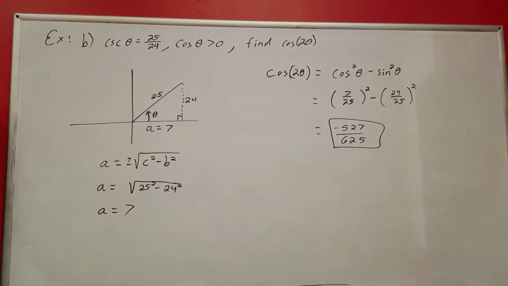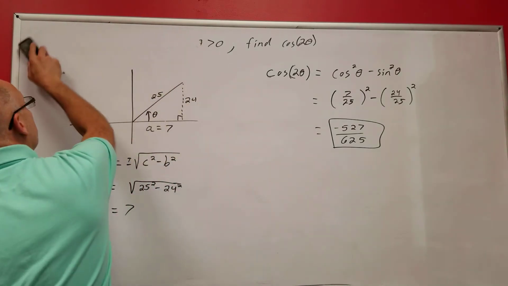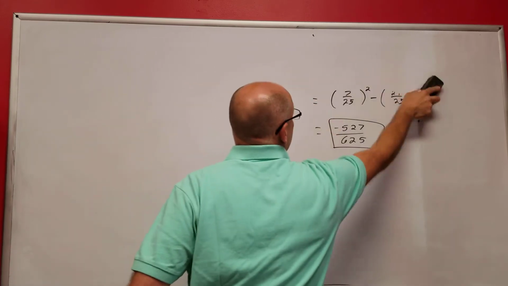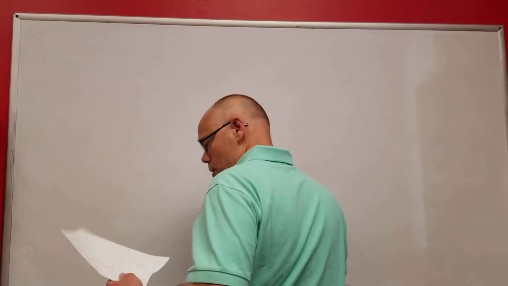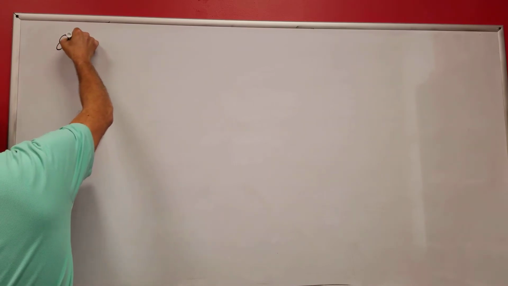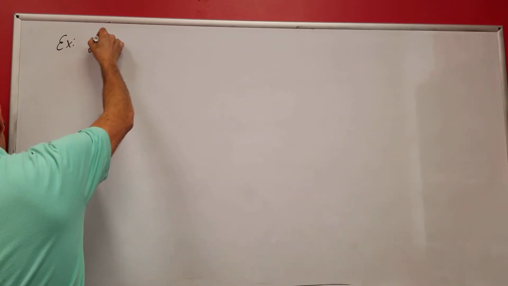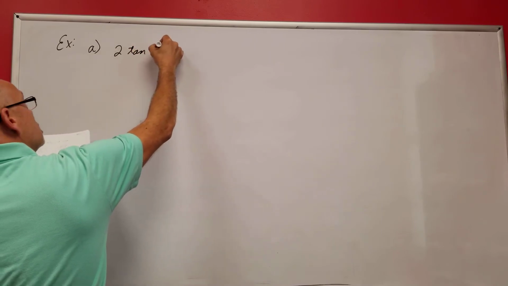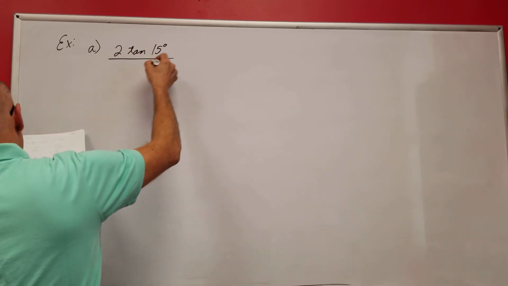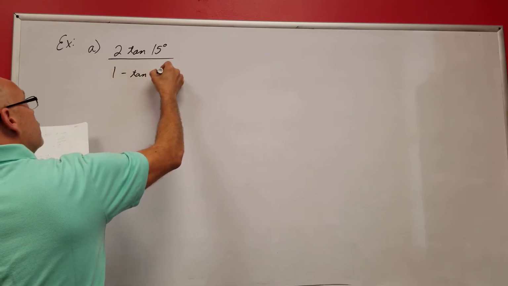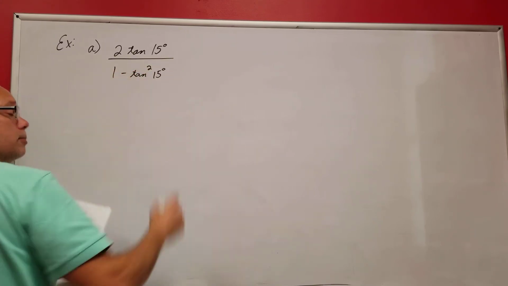All right, let's look at a formula in reverse. These double angle formulas, let's look at them in reverse now for the next example. Well, what do we have here? Our next example, it says find the exact value. In part A, we're going to have 2 times the tangent of 15 degrees over 1 minus the tangent of 15 degrees squared.